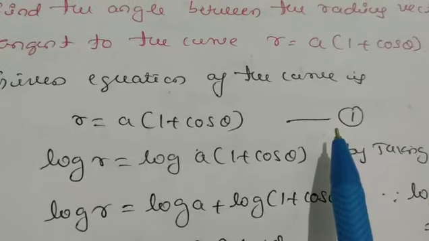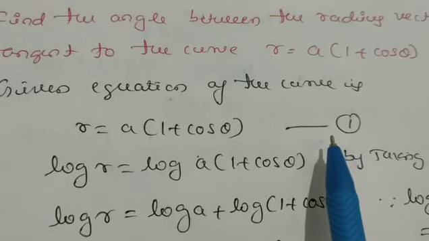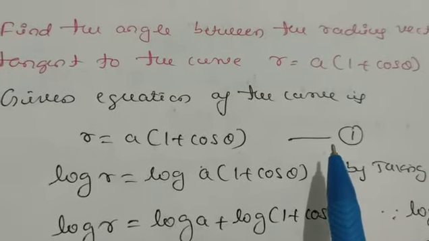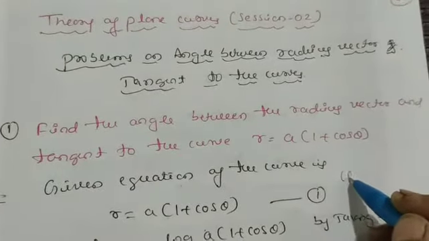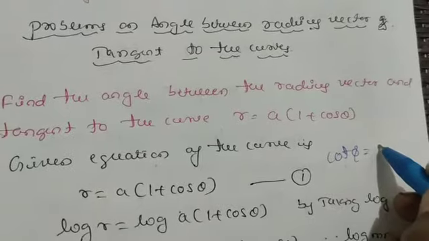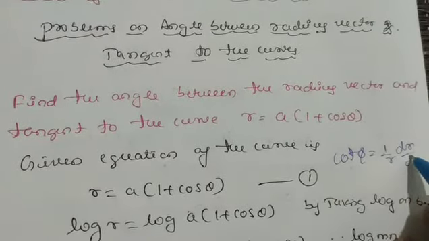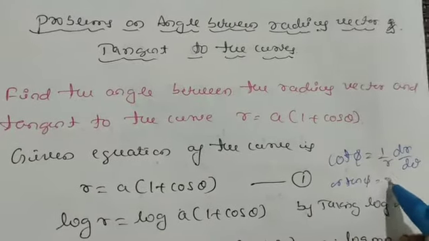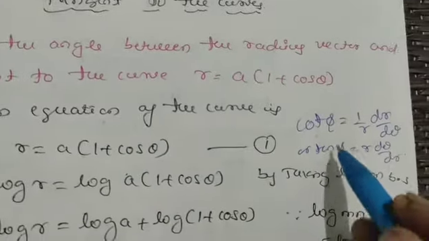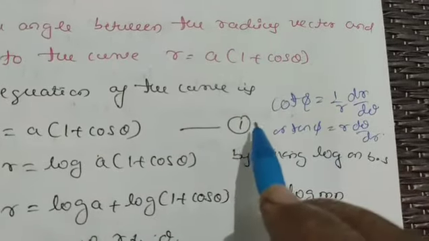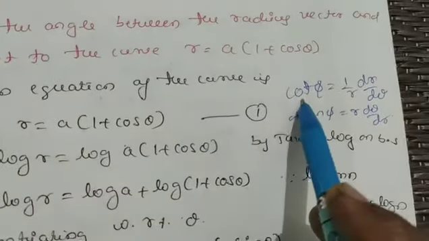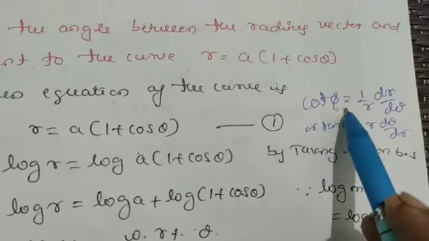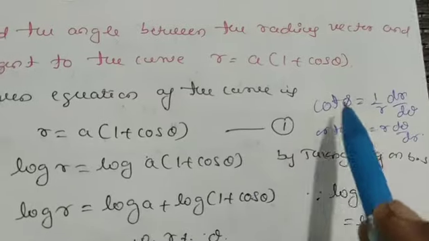Now we know the angle between the radius vector and tangent to the curve is given by cot phi equals 1 by r dr by d theta, or tan phi equals r into d theta by dr. Both are the same; if you take the reciprocal, you will get this result. So what we want here is 1 by r dr by d theta, which gives the angle between the radius vector and tangent to this curve.